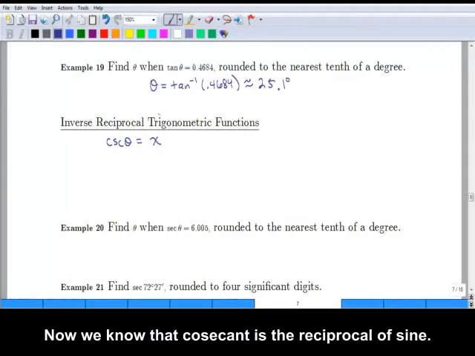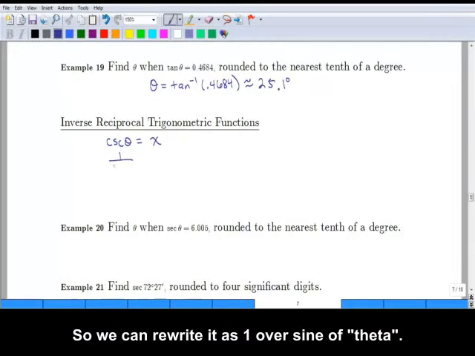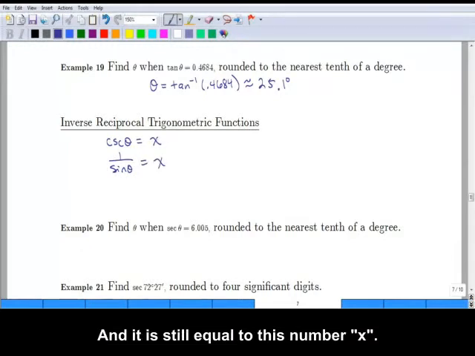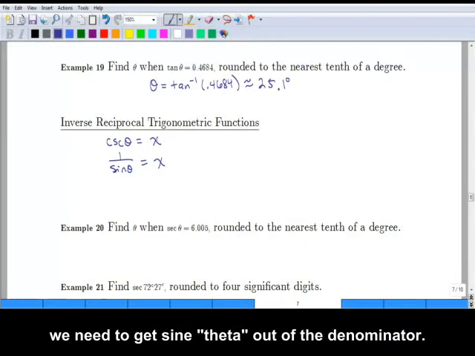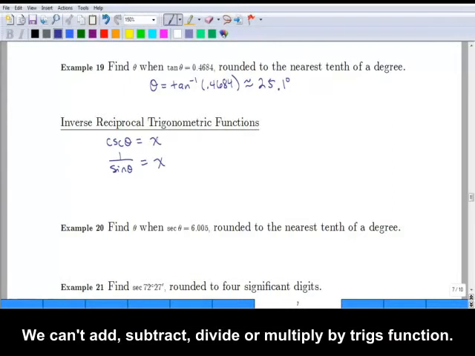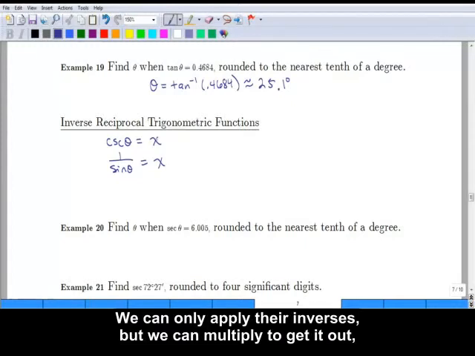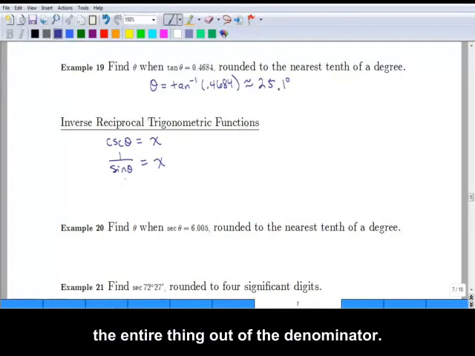Now we know that cosecant is the reciprocal of sine, so we can rewrite it as 1 over sine of theta, and it is still equal to this number x. Now if we're trying to find the angle theta, we need to get sine theta out of the denominator. We can't add, subtract, divide, or multiply by trig functions. We can only apply their inverses, but we can multiply to get the entire thing out of the denominator. We can't split up sine and theta.